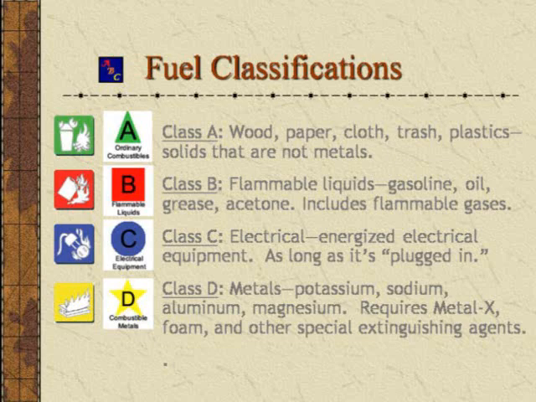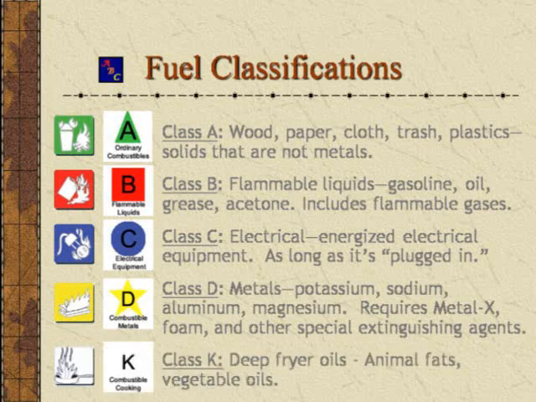The last one was Class K. Class K is for cooking oils used in kitchen deep fryer systems in restaurants and institutions. Basically, it is a different agent designed specifically for the cooking oils at the high temperatures that they are at.